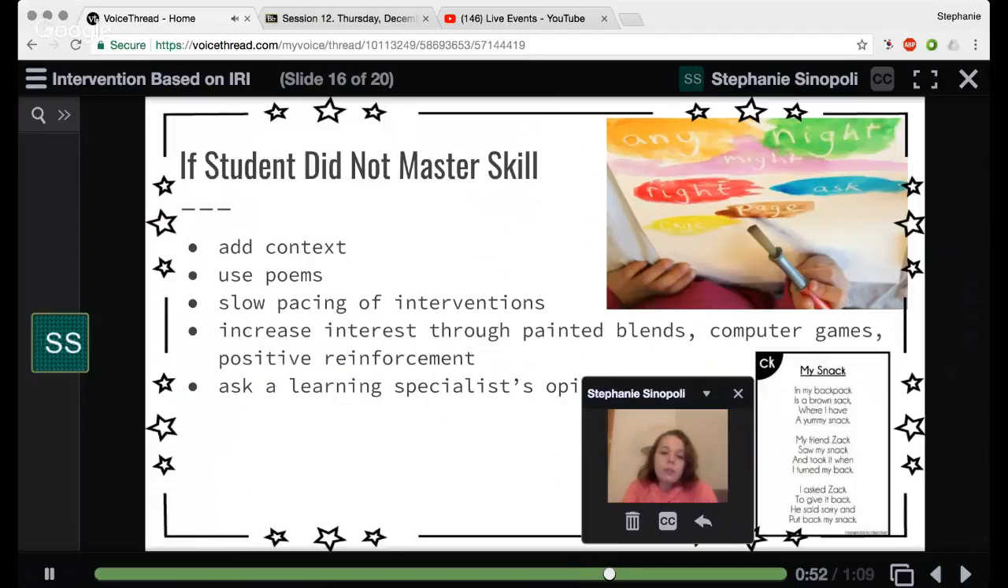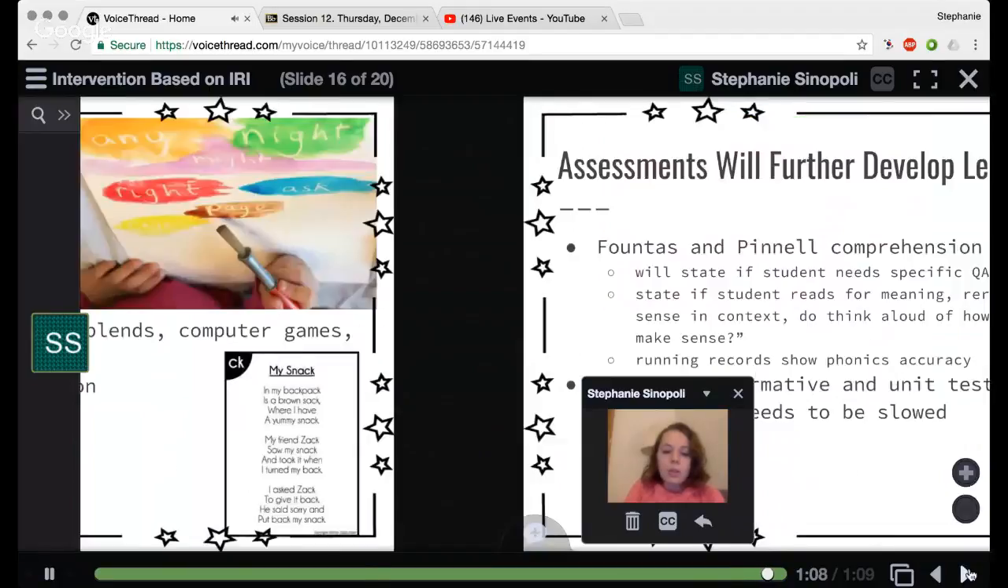And if these further interventions do not work, I would ask a learning specialist's opinion, possibly to have her read with Jackie through benchmarking, as well as see if there needs to be a tier 2 meeting set up based on.